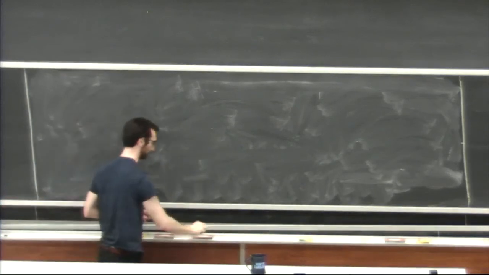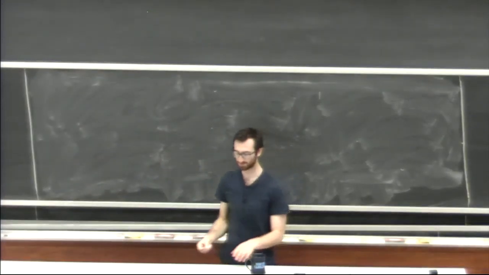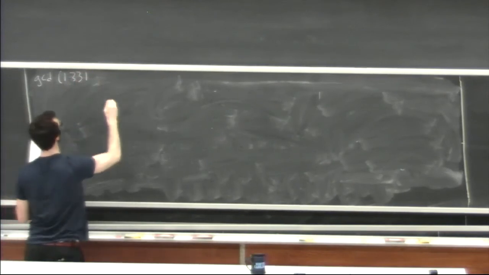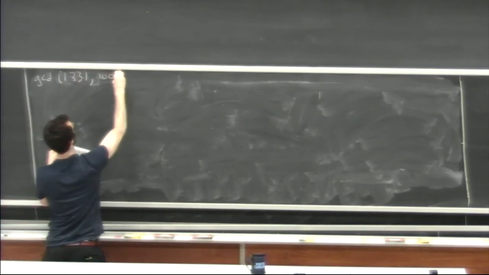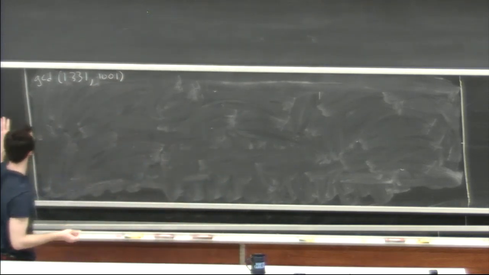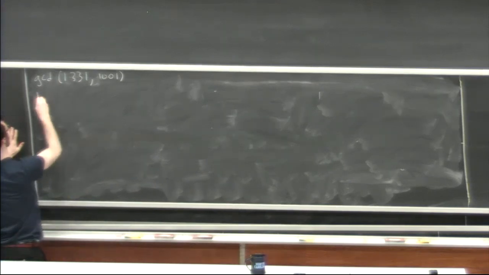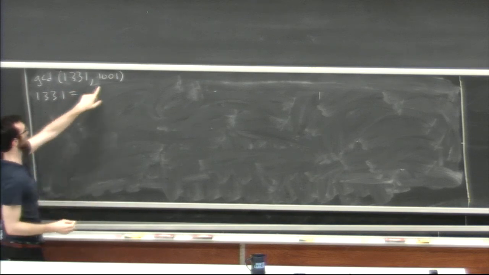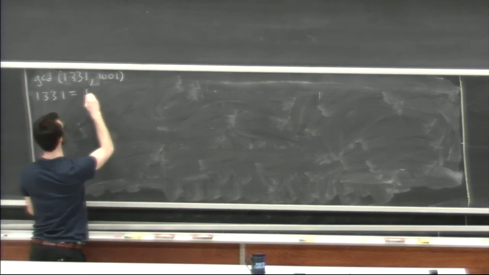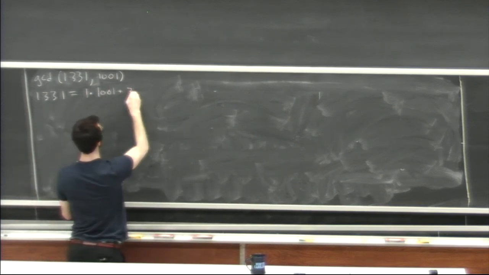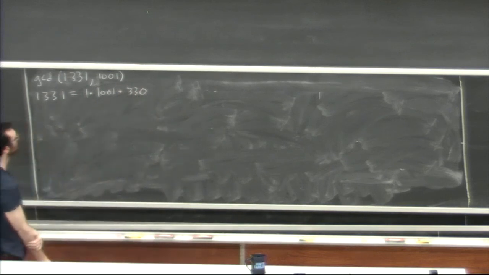So let's do the following example. Let's find the GCD of 1,331 and 1,001. Okay? So once again, the thing that we're going to apply again and again is the division algorithm. So the first thing that I'm going to do is I'm going to write 1,331 as being equal to, well, only one of these, 1 times 1,001 plus 330. Is that math correct?